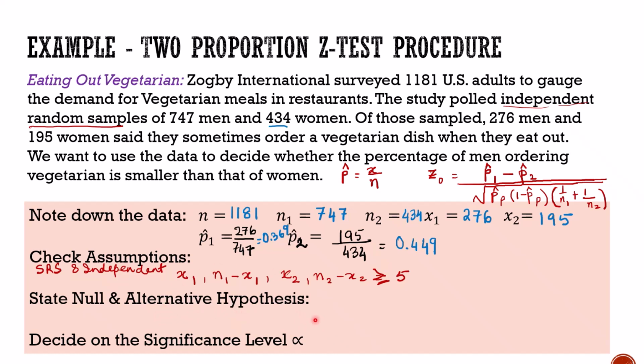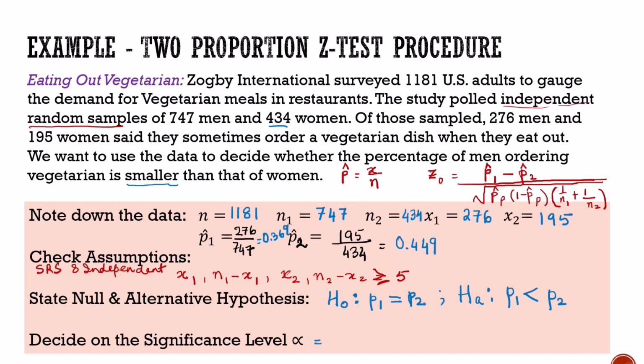State null and alternative hypothesis. We already did that previously, but let's do it again anyway. H₀, the null hypothesis, is going to state p₁ is equal to p₂. And the alternate hypothesis is going to state that p₁ is less than p₂. Correct? Less than, because the question says we have to test whether the proportion of men ordering is less than the proportion of women.